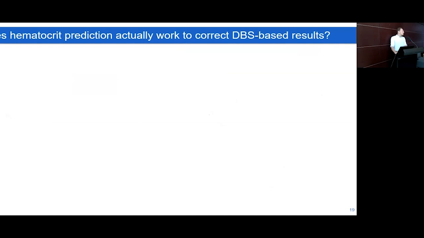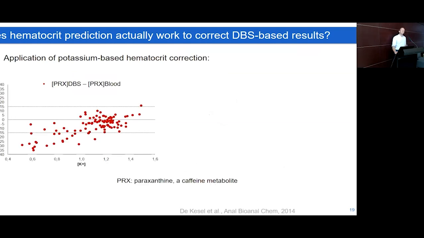Does this hematocrit prediction actually work? Can we actually use it to correct results? For the potassium-based hematocrit prediction, I'll give you an example. Here we look at paraxanthine, which is a metabolite of caffeine. On the y-axis we look at the difference with whole blood, and on the x-axis at hematocrit as reflected by potassium concentration. You can see that at low potassium concentration, or low hematocrit, we get an underestimation of the paraxanthine concentration in dry blood spots compared to blood, of up to 30-35%. So we're really quite far off for these low hematocrit samples.